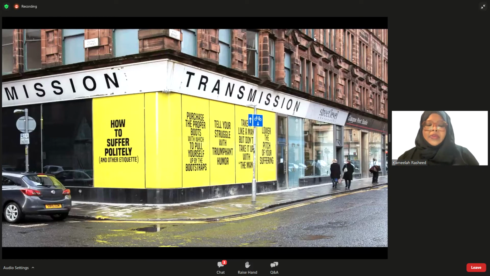And so the banners, this is in Glasgow, and this has been around the United States as well as in Europe. It reads, purchase the proper boots with which to pull yourself up by the bootstraps, tell your struggle with triumphant humor, take it like a man, but don't take it up with the man, and lower the pitch of your suffering. And so again, I'm really interested in text-based practices and processes because I deeply understand the history of Black folks in relation to literacy, in relation to language, in relation to words. I'm interested in the ways in which words can be used in public space to illuminate certain ideas in ways that other forms of artwork just cannot.